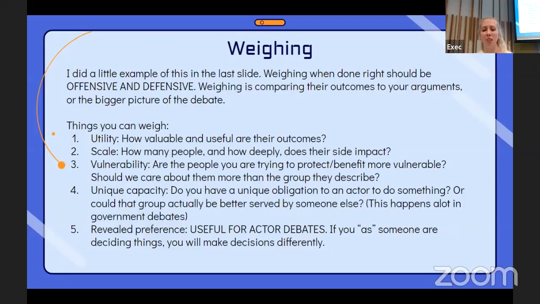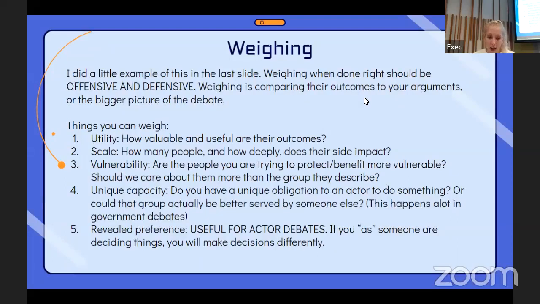It can also happen through principle. Quite often in this same type of debate, you might be weighing up whether you have a unique obligation to serve a certain group of people. Like the Crown might have a unique obligation to serve Māori because of their obligations under the Treaty of Waitangi. So you explain why, in that light, your side is able to serve this actor, that you have a unique obligation to, better than the other side is able to.